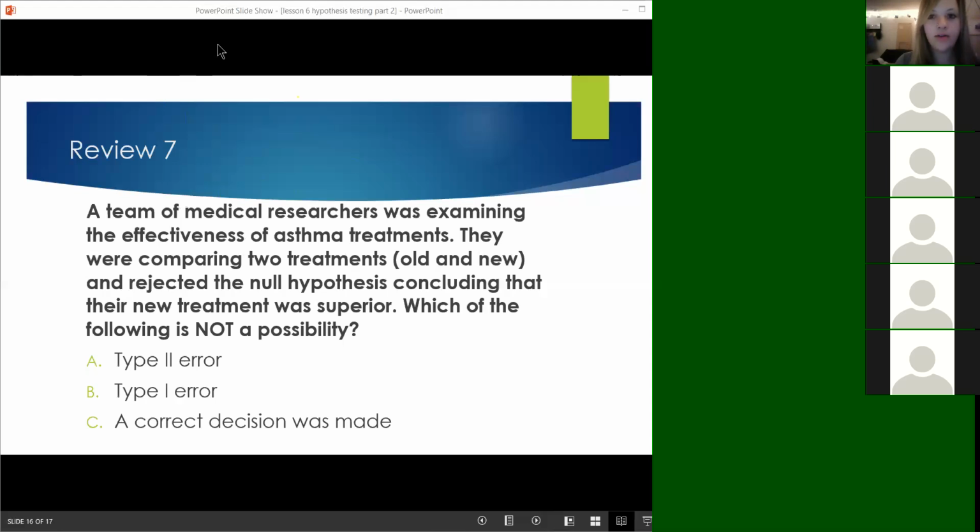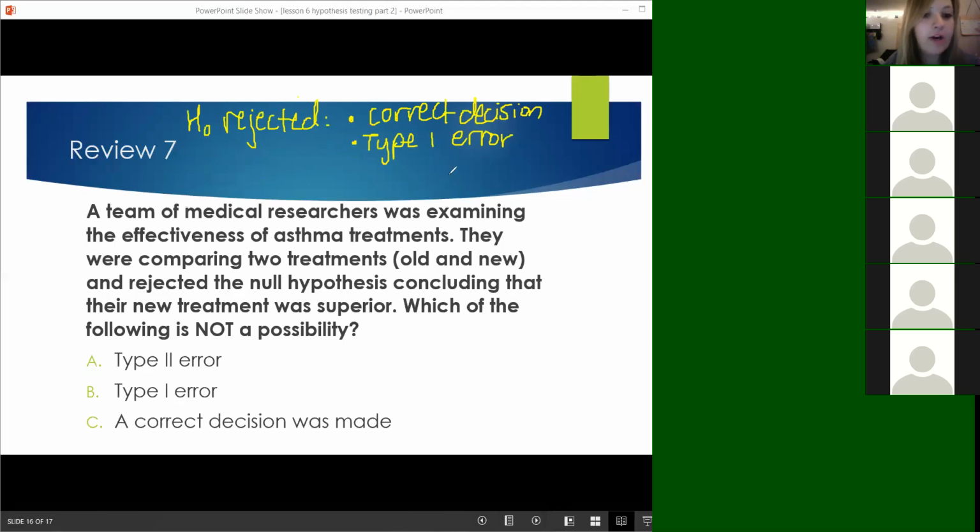Okay, good job, guys. So if we look at this one, if we reject our null hypothesis, so if H0 is rejected, then we have two options for what could have happened here. Our first option is that we made a correct decision, okay? And our other option is a type 1 error, okay? Because remember, a type 1 error is when we reject the null when the null is actually true. So these are our two options that could happen if we reject our null.